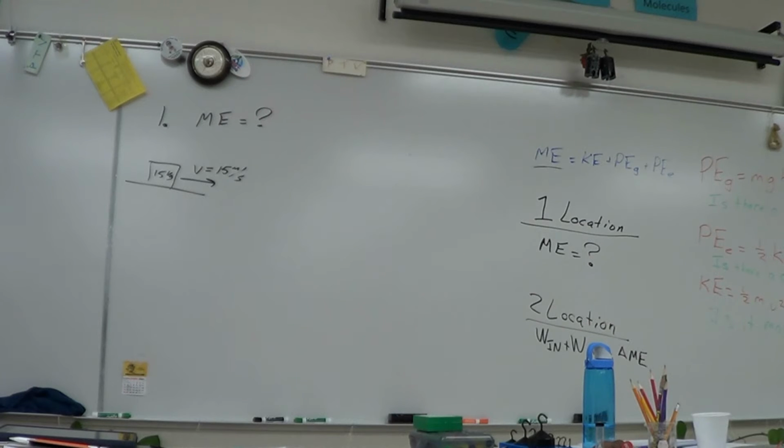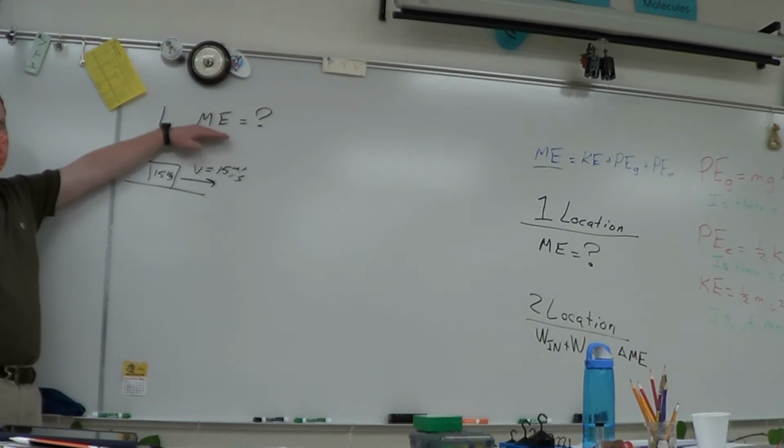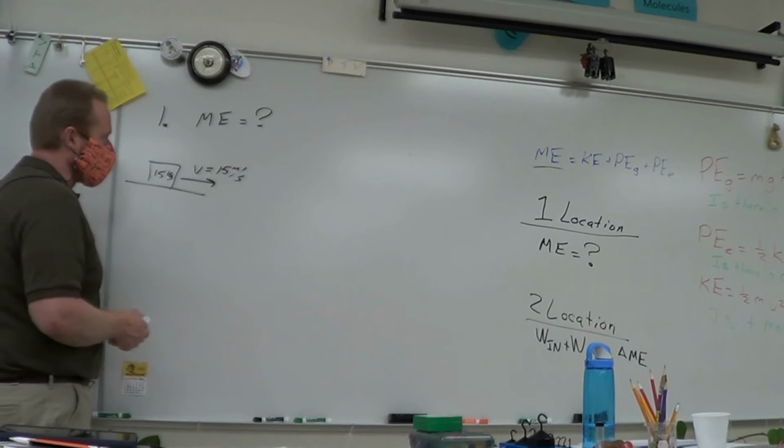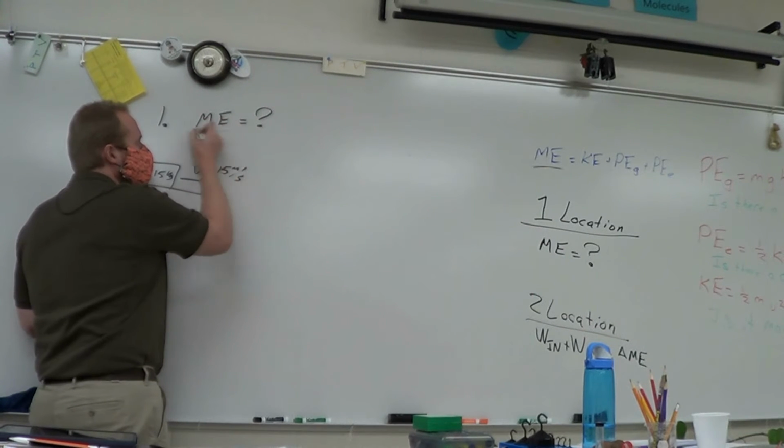So if we read question number 1 found on in-class energy, it says, how much energy does a 15 kilogram block have that is traveling at 15 meters per second? So how much mechanical energy, I thought I fixed it, it should read how much mechanical energy does this block have? The first question, is this a 1 location or 2 location problem? Am I comparing how much energy it had at 1 location versus the other, or am I only looking at 1? It's a 1 location, so it's ME equals question mark is how I note this. So I'm trying to solve for ME.